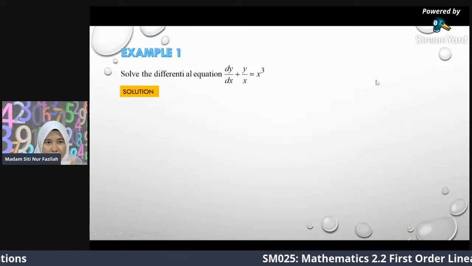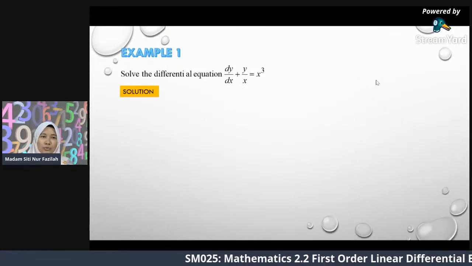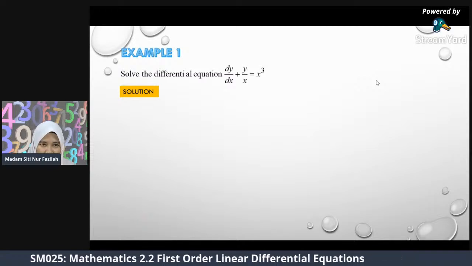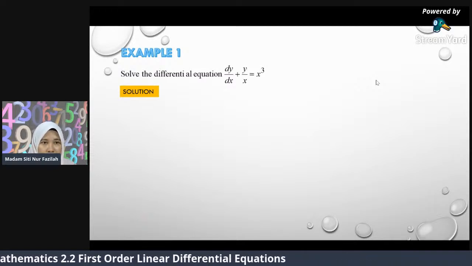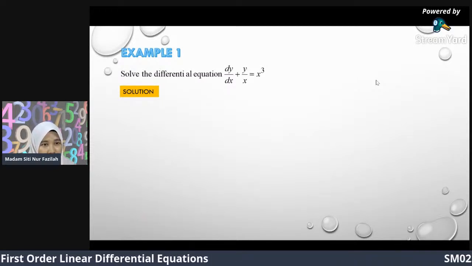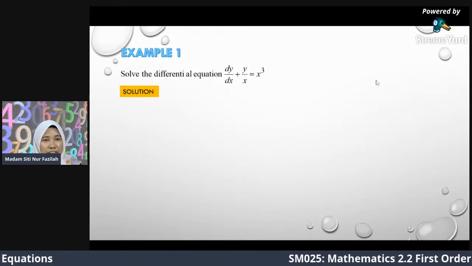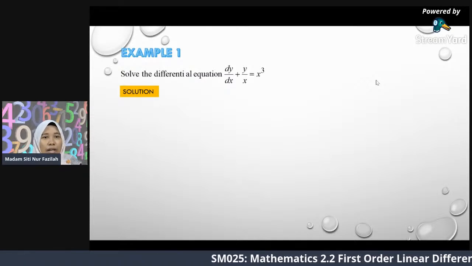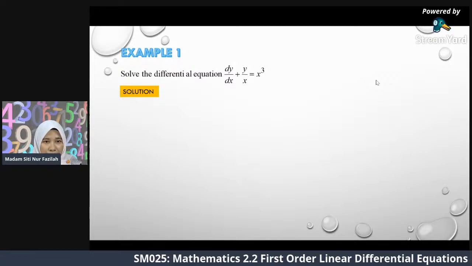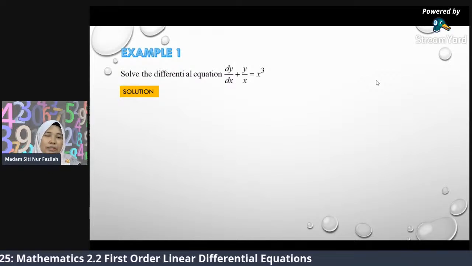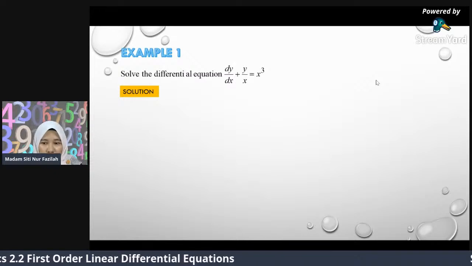Next, we go to an example to better understand the concept of integrating factor. We have example 1 here. The question is: solve the differential equation dy over dx plus y over x equal x to the power of 3.